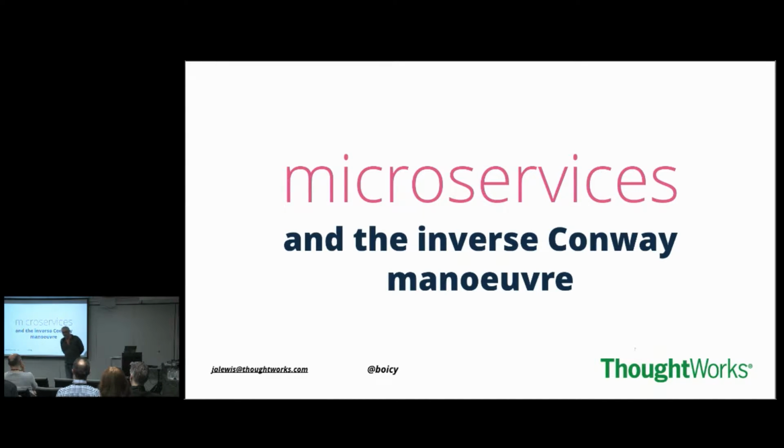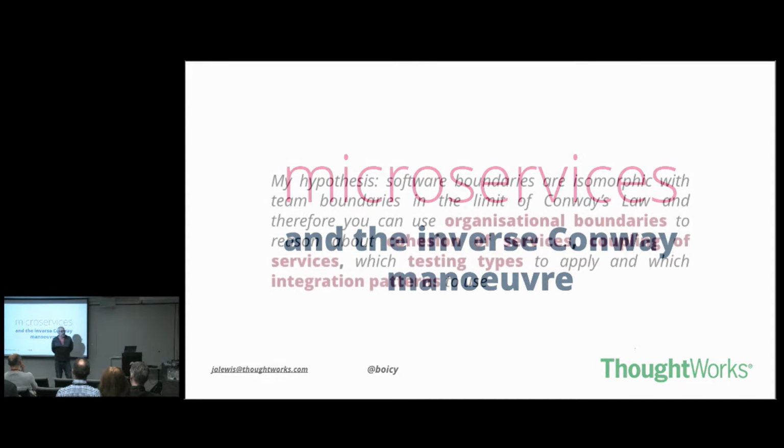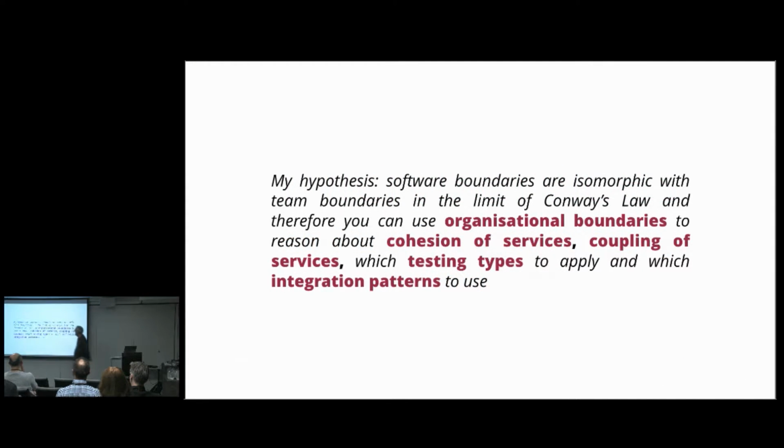So this, I guess, is my hypothesis. Essentially, that software boundaries are isomorphic with organizational or team boundaries. And because of this isomorphism, we can reason about properties, characteristics of our software by reasoning about properties of our teams.